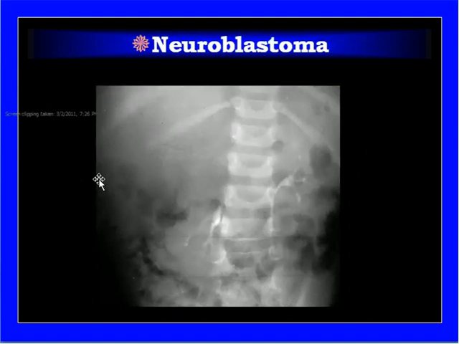Another case of neuroblastoma, now this time on the right side, you can see the kidney is pushed down inferiorly as well as medially by a large tumor. Contrast excretion is intact bilaterally.